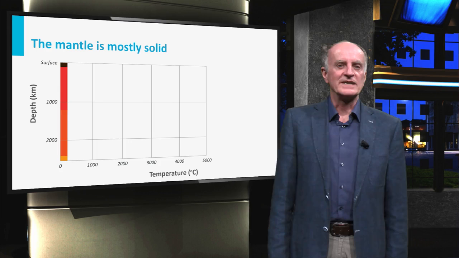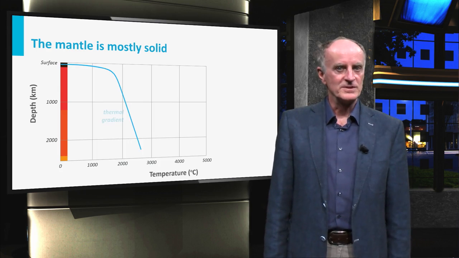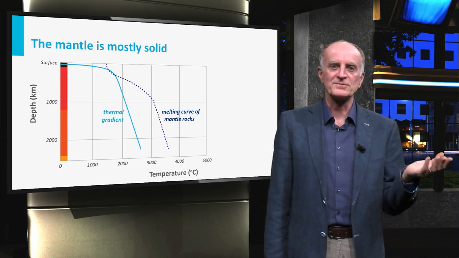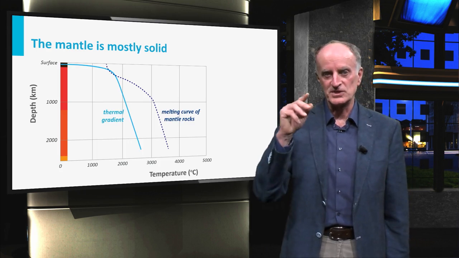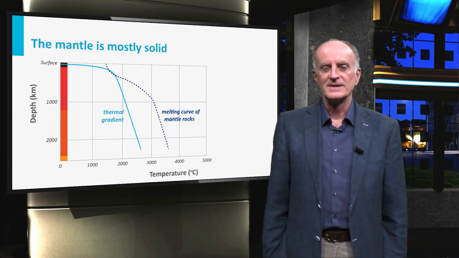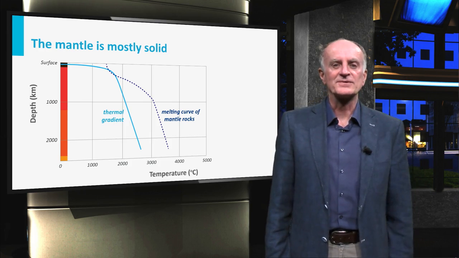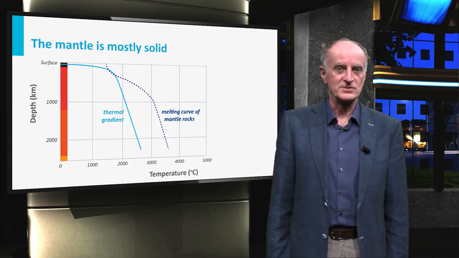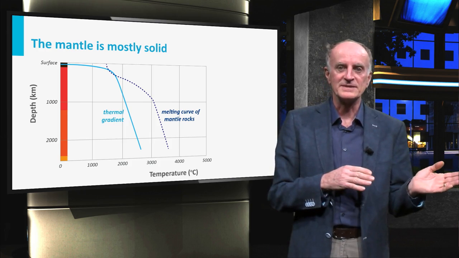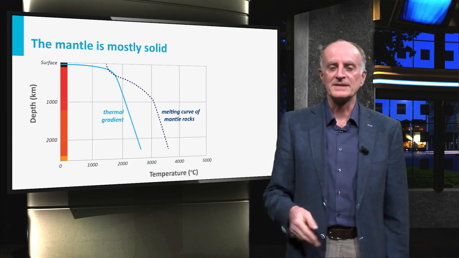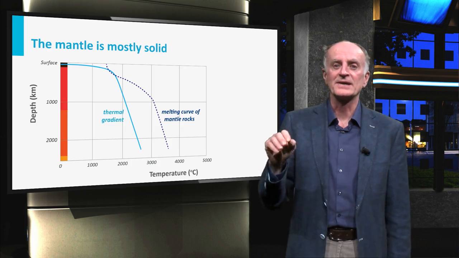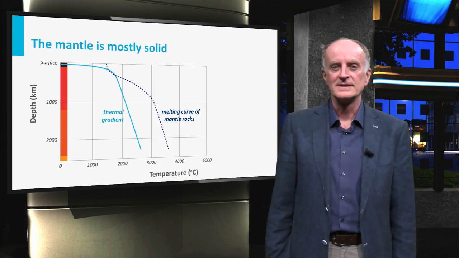What is the physical state of mantle rocks? In the plot you see two curves, the geothermal gradient and the temperatures at which mantle rocks melt. With the exception of a small interval around 100 and 200 kilometers, predicted temperatures are always lower than melting temperatures, indicating that most mantle rocks are in a solid state.